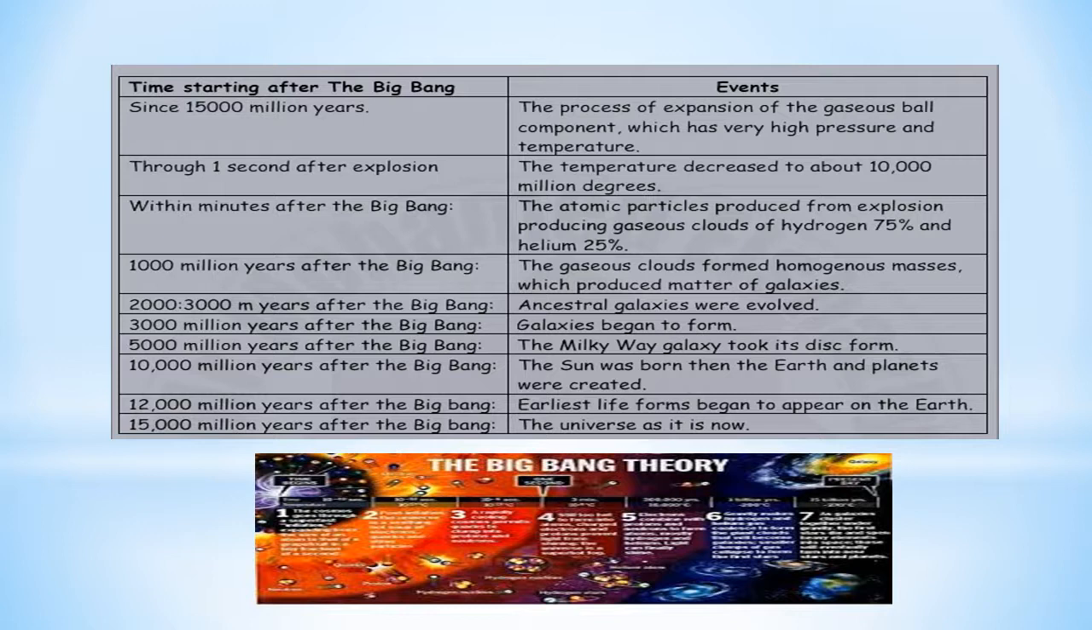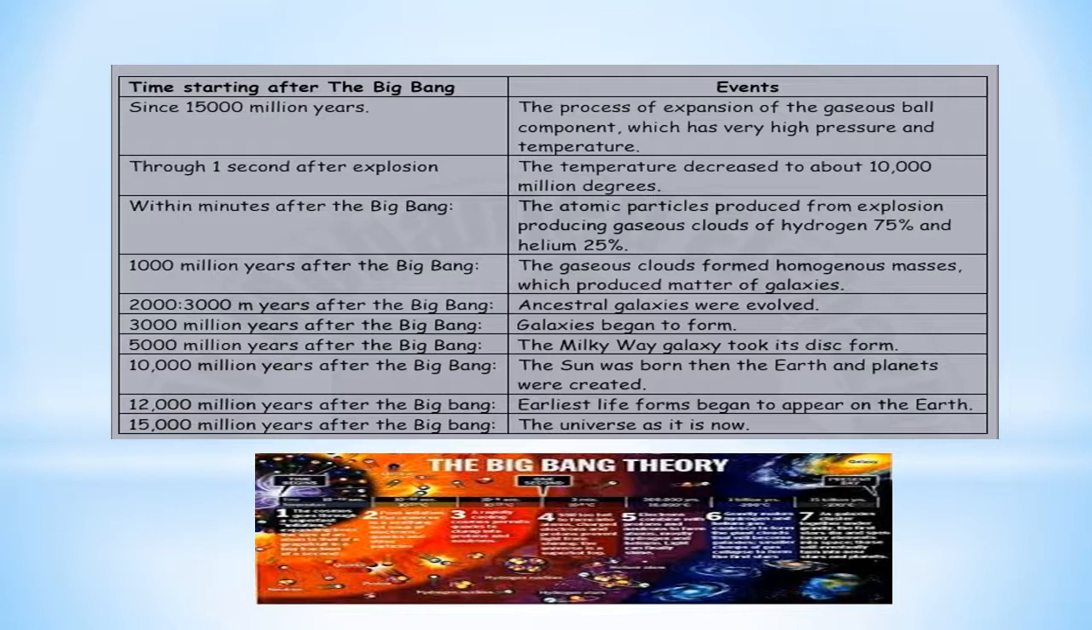After about 12,000 million years, the earliest life forms began to appear on the earth. So life started to appear on the earth after about 12,000 million years. And this life started in water. Its very beginning was in the water.